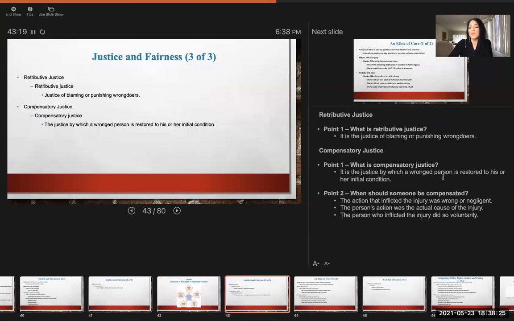Now, for retributive justice, what is it? It is the justice of blaming or punishing wrongdoers. What is compensatory justice? It is the justice by which a wronged person is restored to his or her initial condition. So when should someone be compensated?